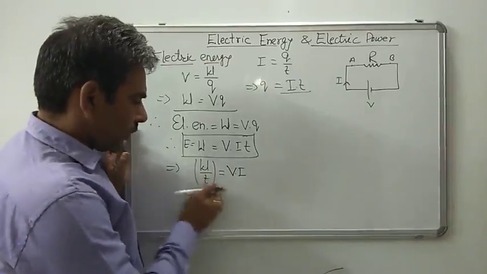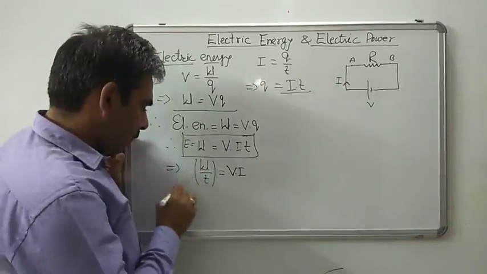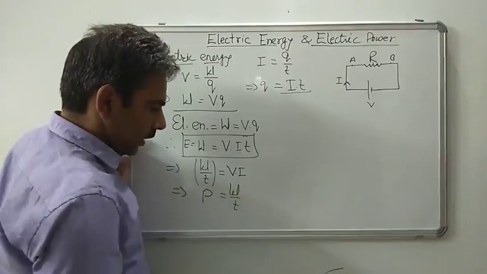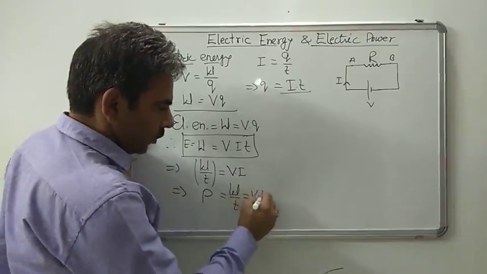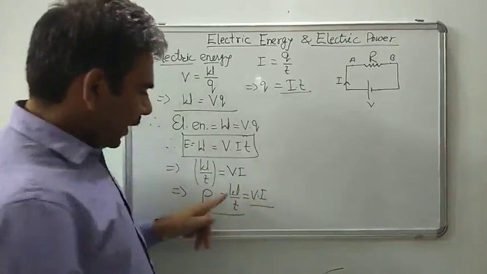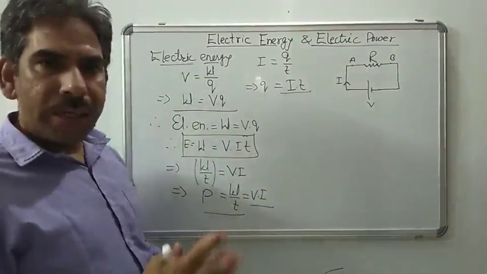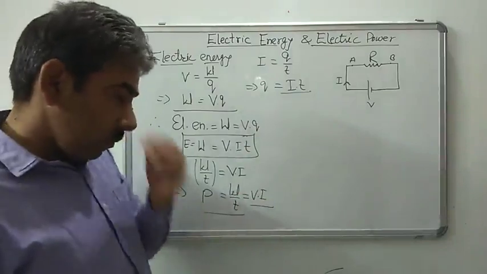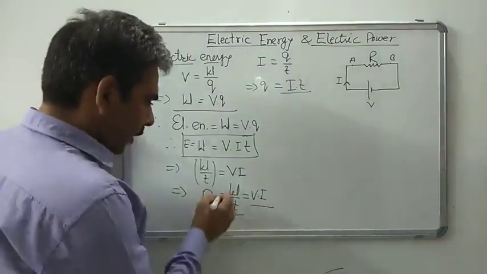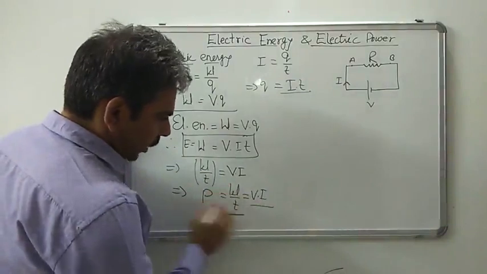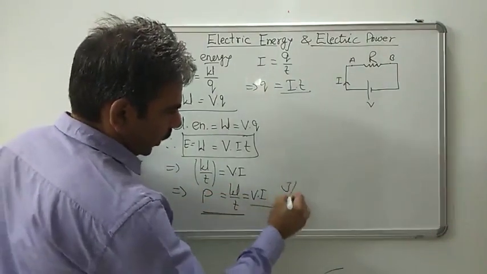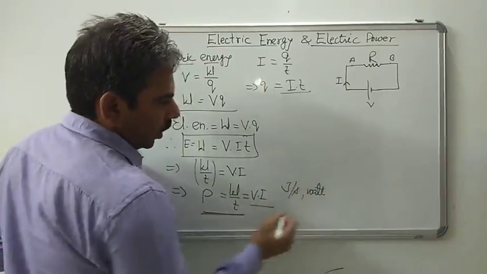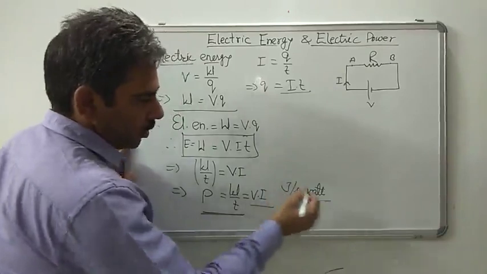This ratio, which is the rate of work done, is called the power. So power, the amount of work done per unit time, is equal to V into I. This gives the rate at which energy is consumed, or the rate at which energy is spent by the source. So this is what we represent as power. The units for power are joule per second, or as we commonly know it, watt.